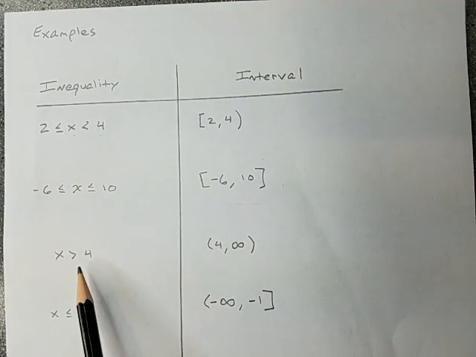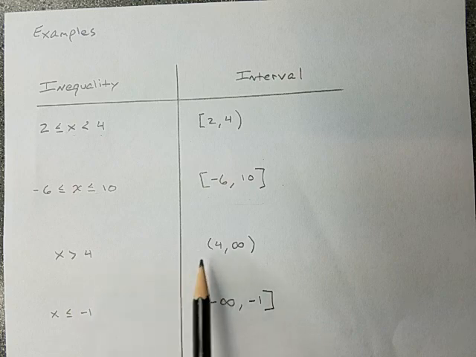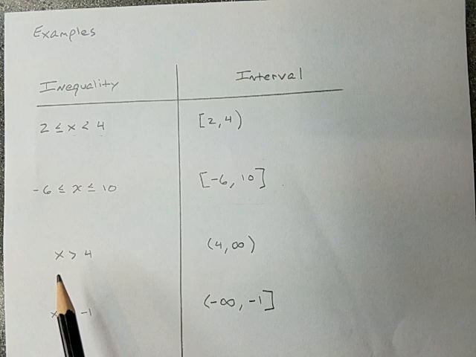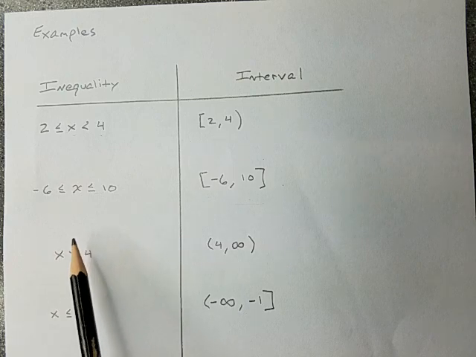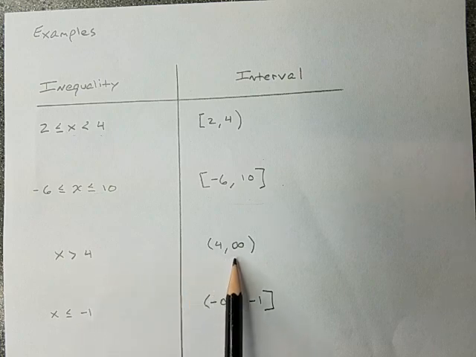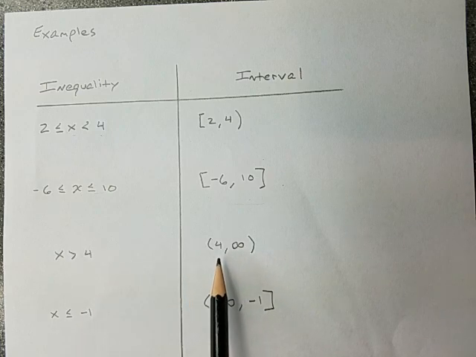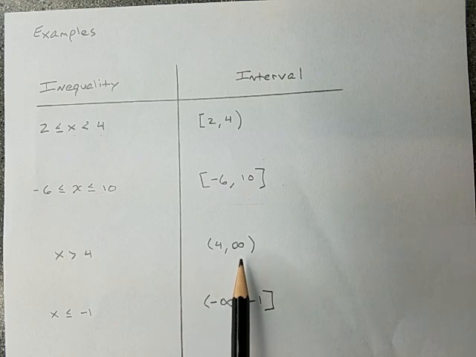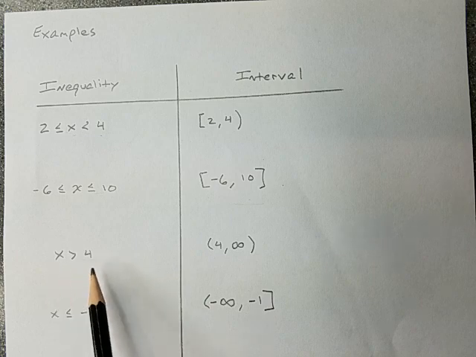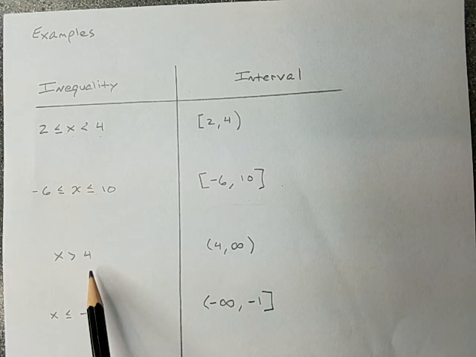What if I just say x is greater than 4? Well, that would be all numbers bigger than 4. The numbers never stop, right? If I wanted to say all numbers that are more than 4, which is what this says, that would be from 4 to forever, or as we say in math, 4 to infinity. Notice we have parentheses on the 4. We're not including the 4 in this statement. 4 is not greater than 4.